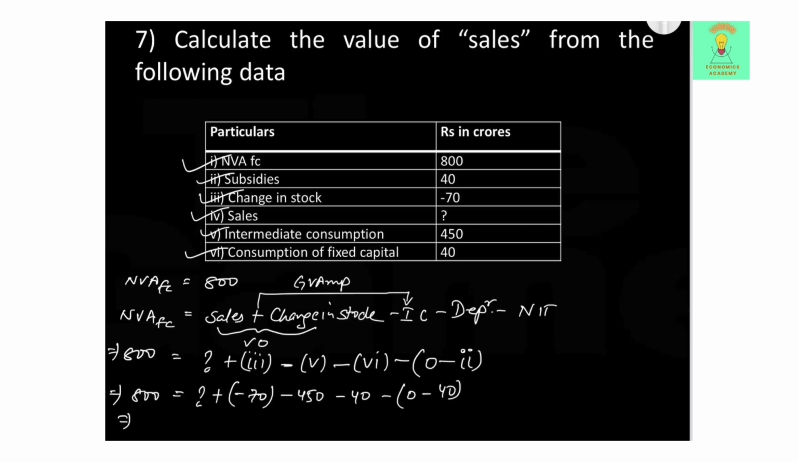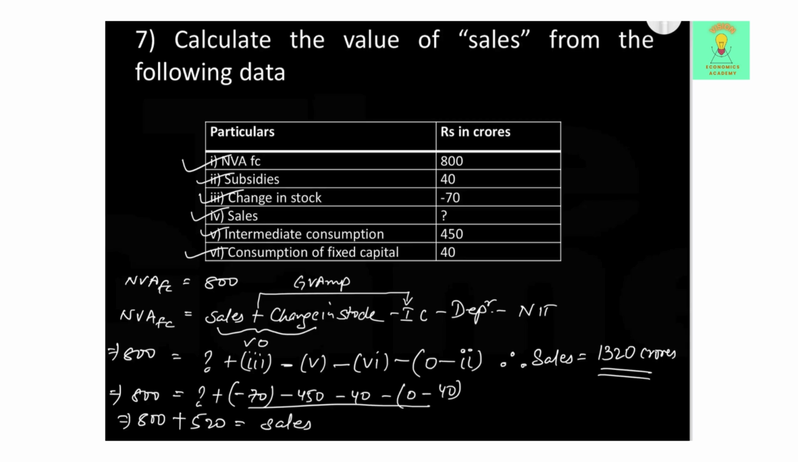Okay, so we'll put all the numbers this side. 800 plus, if we add all this, we'll get 520, minus 520. So 520 coming that side becomes plus 520 equals sales. So therefore, sales is equal to 800 plus 520, which is 1,320 crores. Okay, all right.